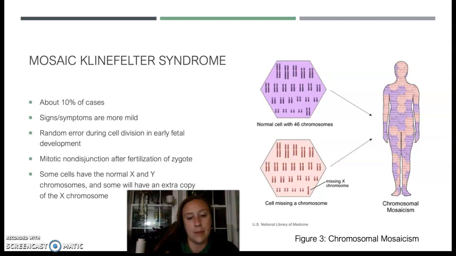What will happen is some of the cells in the body will have normal XY chromosomes, and other cells will have an extra copy of the X chromosome, or 2 extra copies, or 3 extra copies, and so forth. This is a picture of chromosomal mosaicism, but it's not representative of Klinefelter syndrome. I wanted to point that out, because you can see that they're missing an X chromosome here, so that is not Klinefelter's, but it's a good depiction of how mosaic syndromes occur.